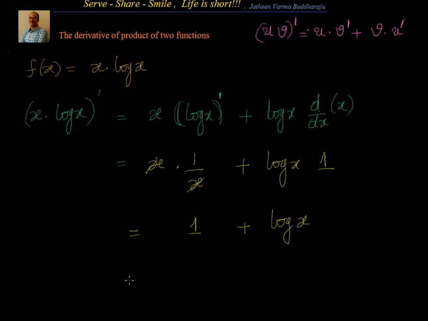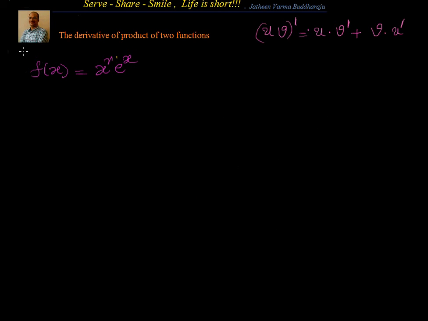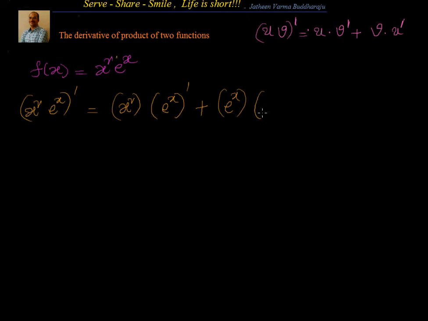Let's do one more problem. The function is x square into e power x. So we will try to find the derivative of x square e power x. First thing I have to write the first function, that is x square, into the derivative of e power x, plus the second function, e power x, that I have to multiply with the derivative of x square.